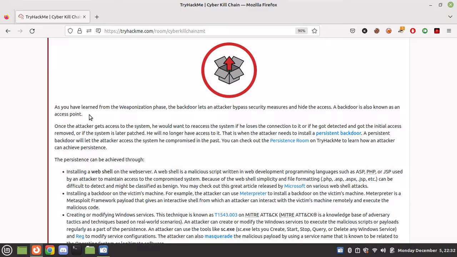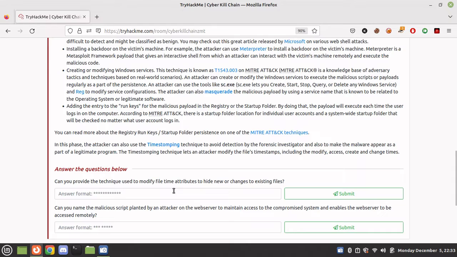You can also do that by backdooring, SSH backdoors, web backdoors, and shells and everything, but there are a lot of methods out there. So this is where the attacker needs to install a persistent backdoor. A persistent backdoor will let the attacker access the system he compromised in the past. So basically, you can check out this persistence room.